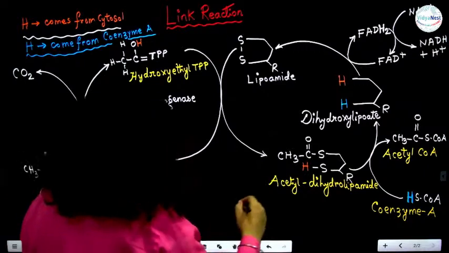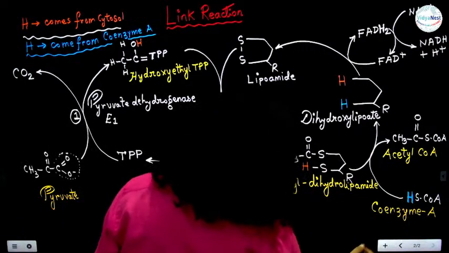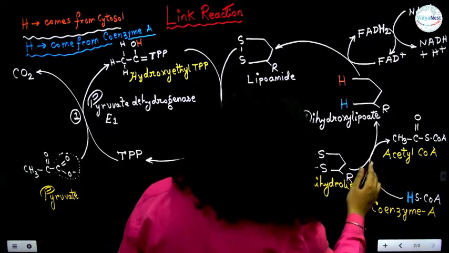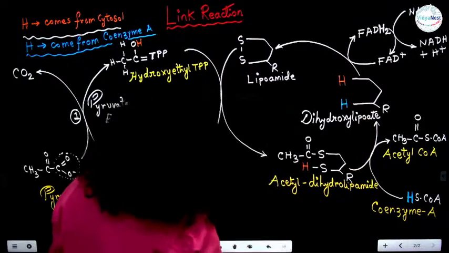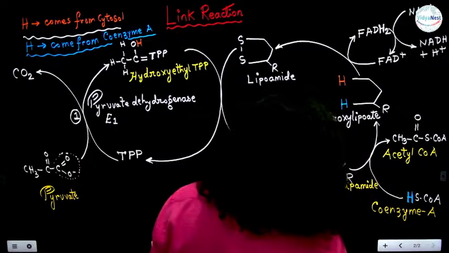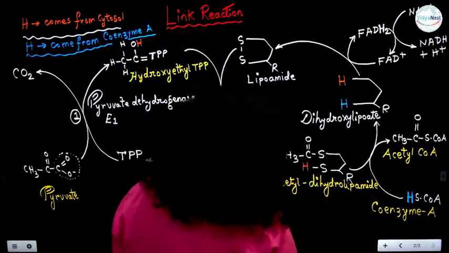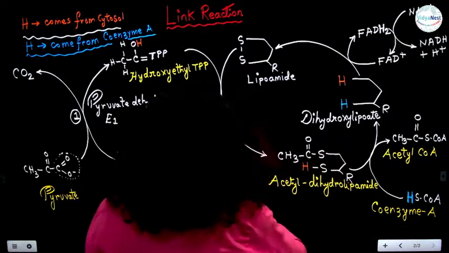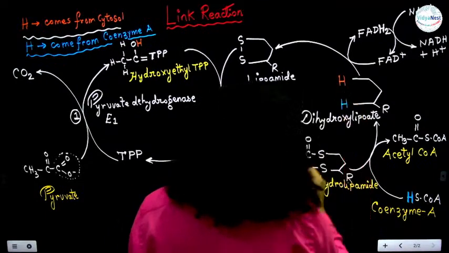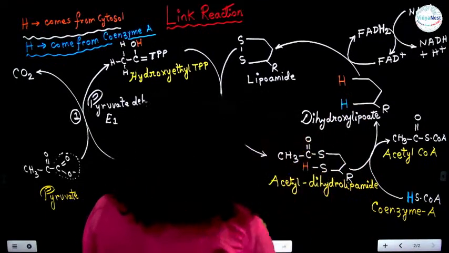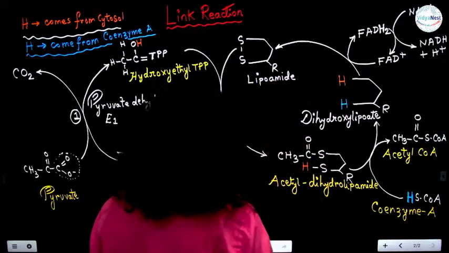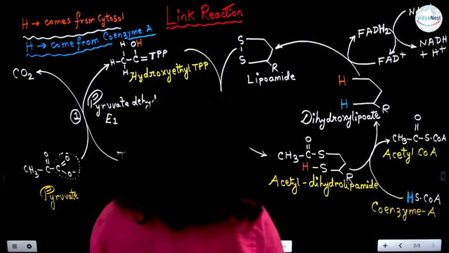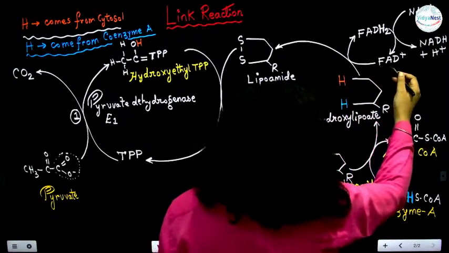dihydrolipoamide. And this acetyl dihydrolipoamide will react with coenzyme A to form acetyl CoA. And then acetyl dihydrolipoamide will get converted into dihydrolipoate. Ultimately, this dihydrolipoate, that means it is having two hydrogens, will get converted into lipoamide by giving away these two hydrogens to FAD plus.